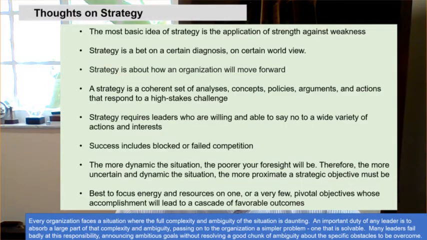Again, he points out that strategy is all about how an organization moves forward, and I think you'll see that throughout the book. A lot of it is really talking about how a company goes ahead. I think he notes that strategy is a coherent set of analysis, concepts, policies, arguments, and actions that respond to a high-stakes challenge. You will see on a further slide that one of the key elements in all strategies is defining the issue. What is the problem? What's the challenge? What are we facing? What are we doing? What do we need to do? And all those come across.